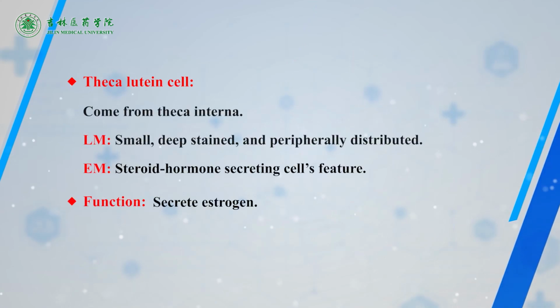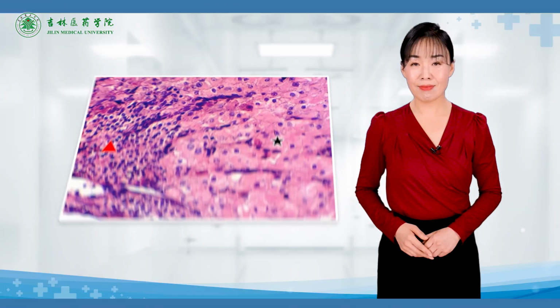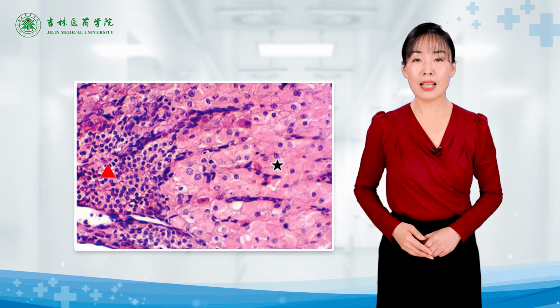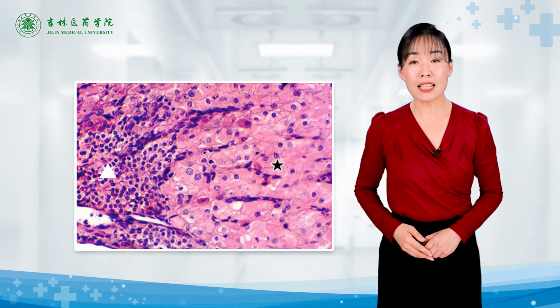The cells of the theca interna also contribute to the formation of the corpus luteum, called theca lutein cells. They are small, deeply stained, and peripherally distributed. They also have steroid hormone-secreting cell features and secrete estrogen. In this light micrograph of the corpus luteum, the arrowhead shows the theca lutein cells.